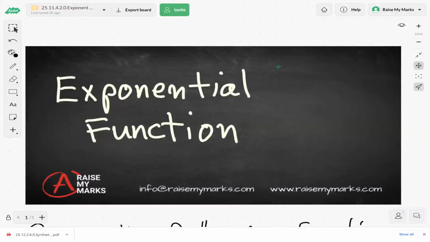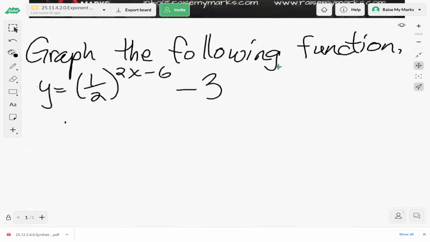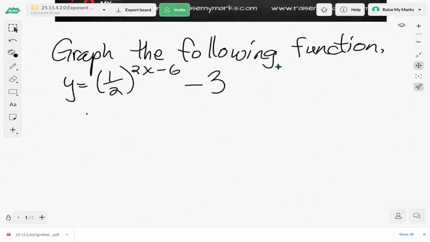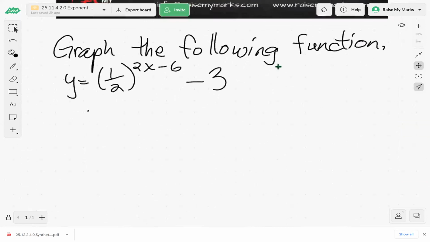Today we're looking at the exponential function, and in particular graphing the exponential function. We're asked to graph the following function: y equals 1/2 raised to the power 2x minus 6, minus 3. The first thing we're going to do is try and determine the parent function and then what transformations have been performed to the parent function.